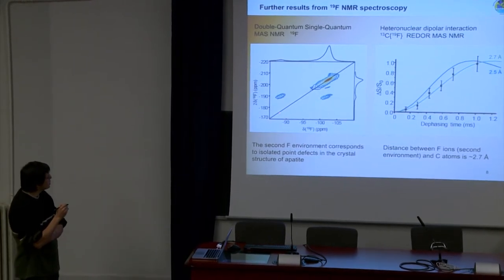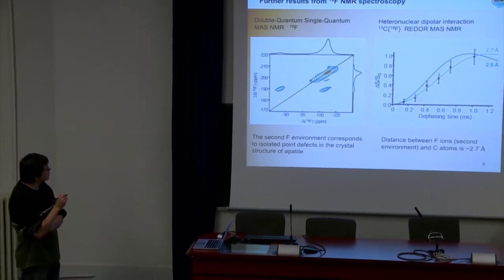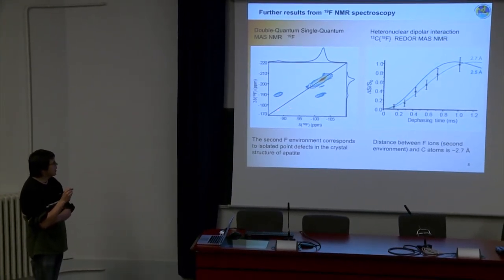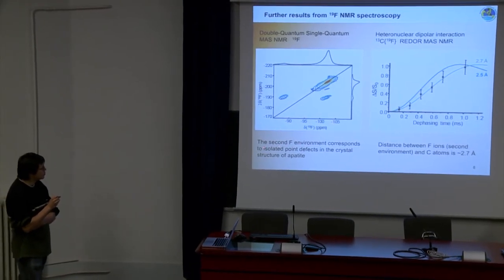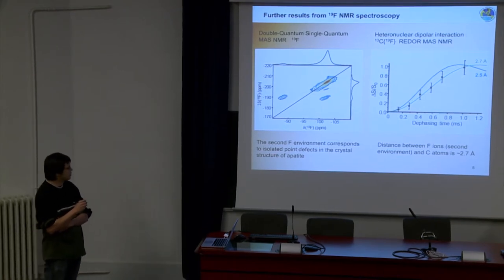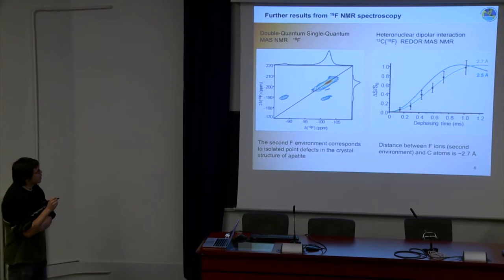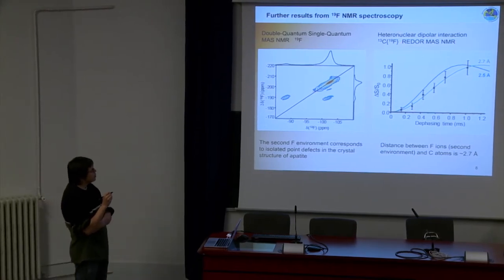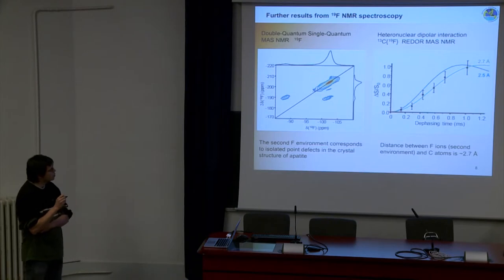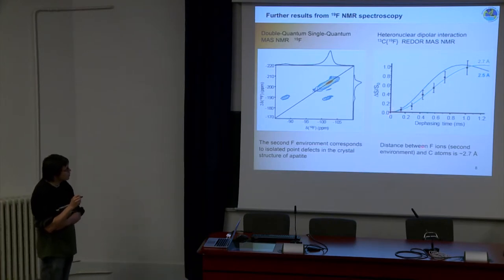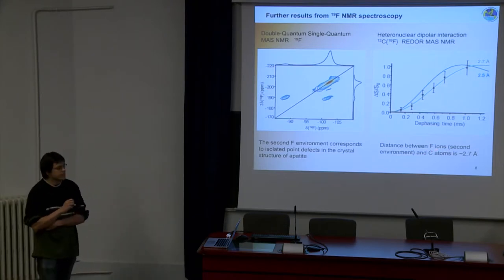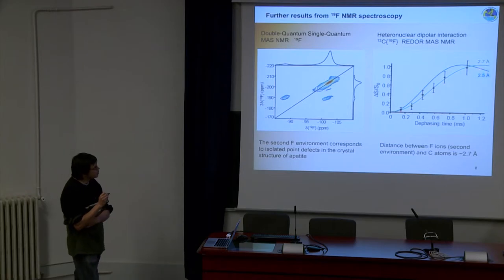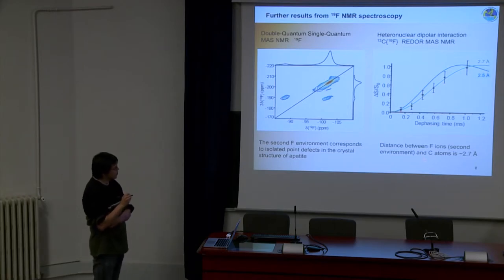But the interesting point is that the second fluorine environment does not interact with other ions in the same environment. That is a clear indication that the second fluorine environment corresponds to an isolated point defect in the apatite structure. And now, by looking at the transfer of magnetization between fluorine and carbon, Franck Fayon has been able to determine that the second environment of fluorine ions was located close to carbon atoms in the apatite structure, and he has been able to estimate the distance between the fluorine ions and the carbon atoms at about 2.7 angstrom.